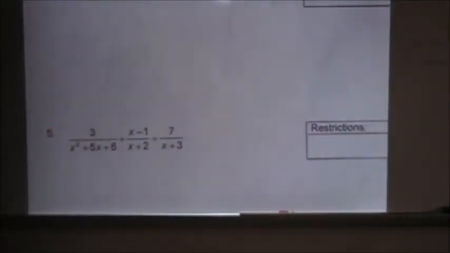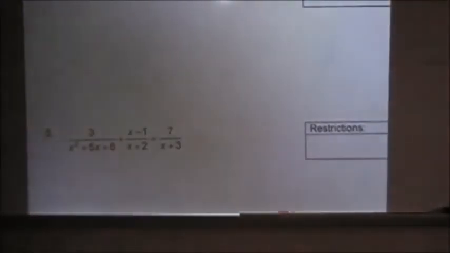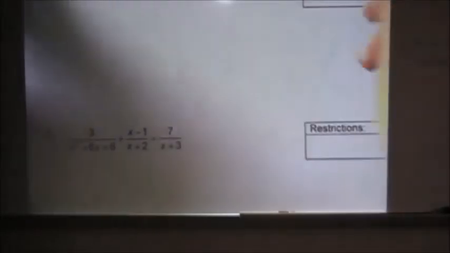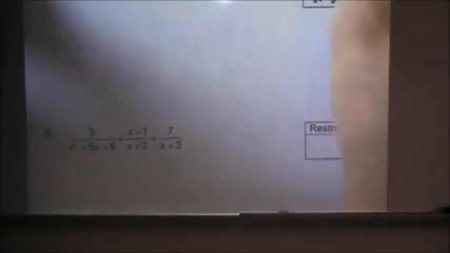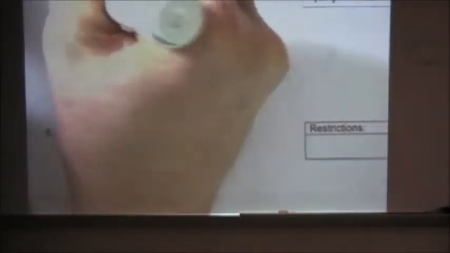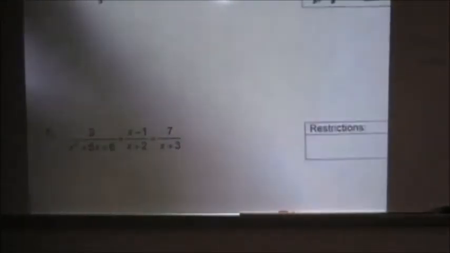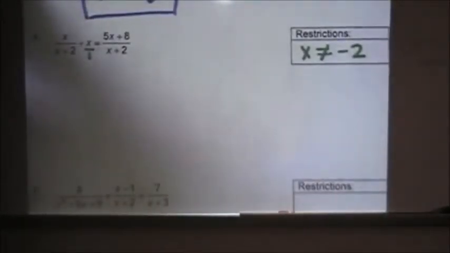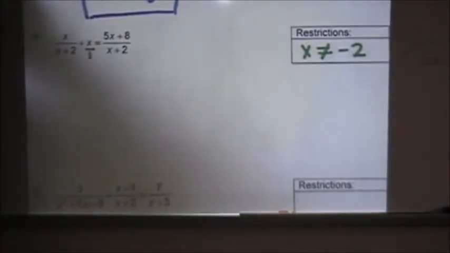All right, so let's move along, checking what your restrictions must be. And in this case, x cannot be negative 2. This second term, I'm going to go ahead and put a denominator there because we've got all these fractions to deal with, but it's just a 1 under there. Nothing will alter that and change it, so it doesn't cause a restriction.